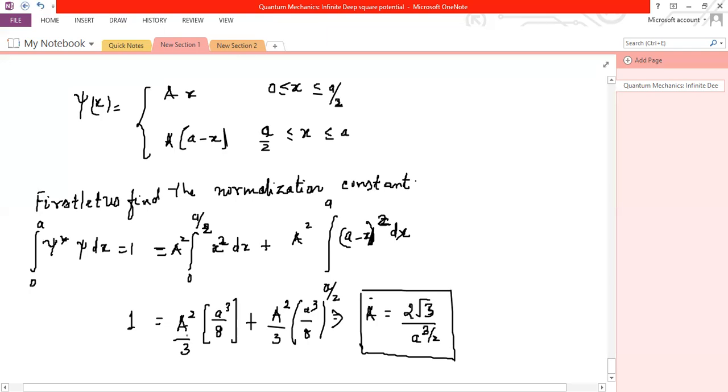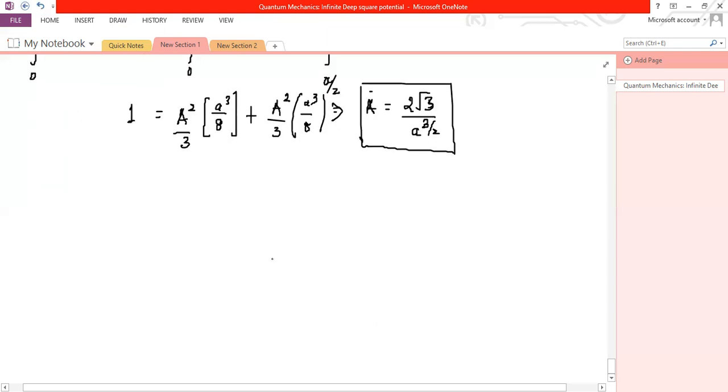So it will give me 2 times, so this is 12. 12 goes there, and all other things you can do. A cube goes down, and root over 12 is 2 root 3 only. Okay. So this is fine.